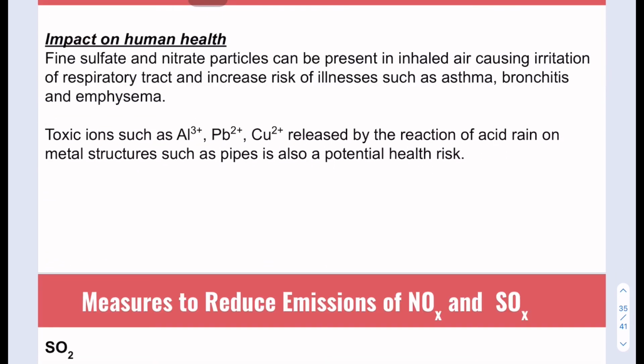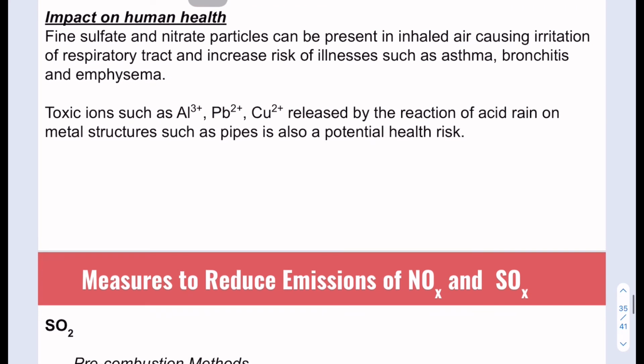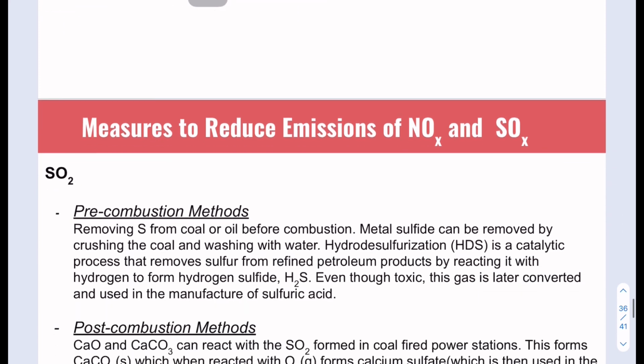And as I've said, it's not just plants, it's not just the fish, also human life. In all the ways that plants and fish and whatever else has been affected, humans that use that or rely on that can also be affected. But on top of that, some of these toxic ions that are released as a result of acid rain are very, very dangerous for humans, and they can result in a lot of health problems.